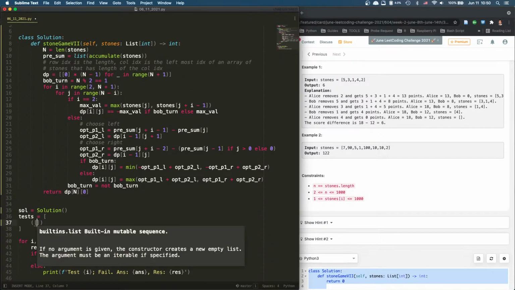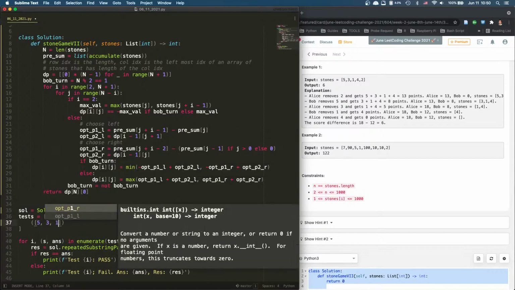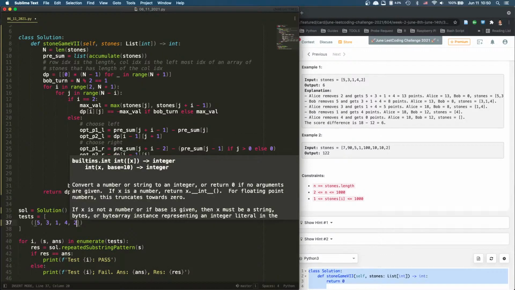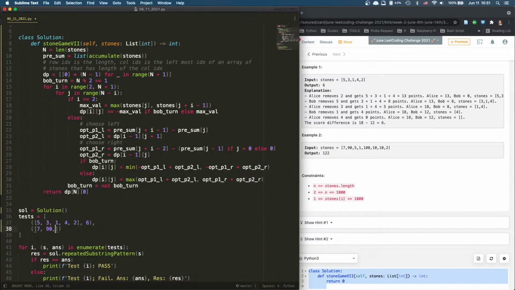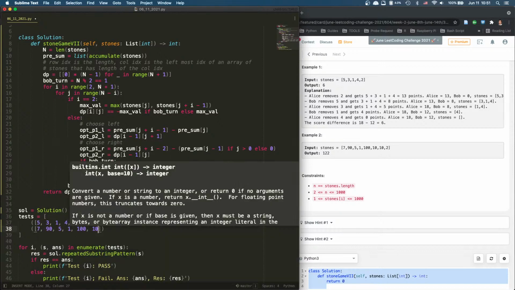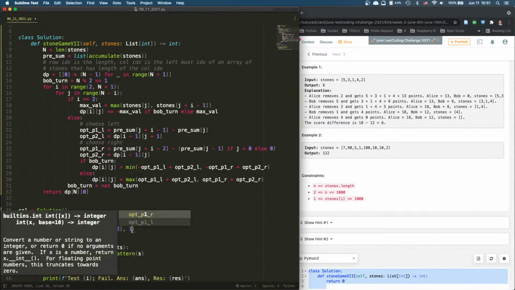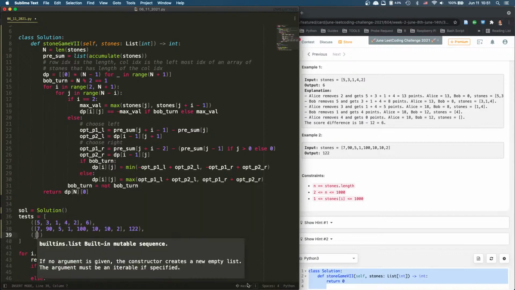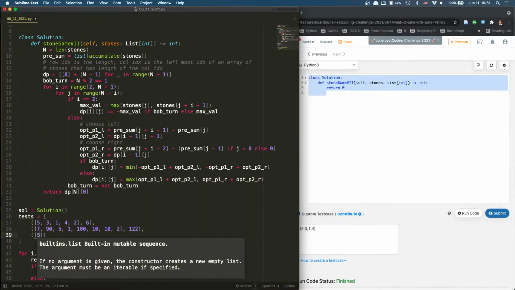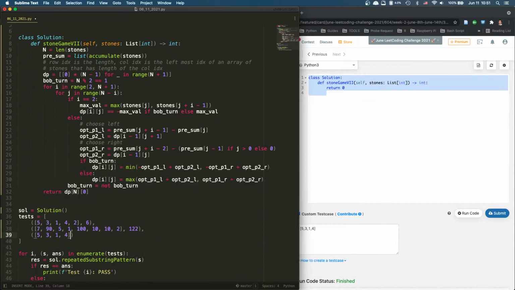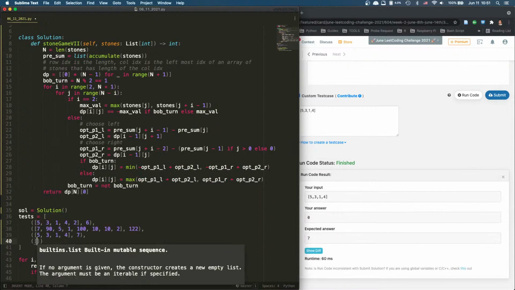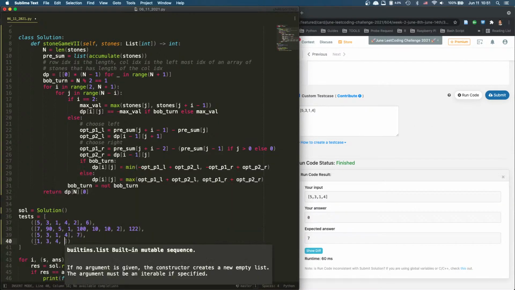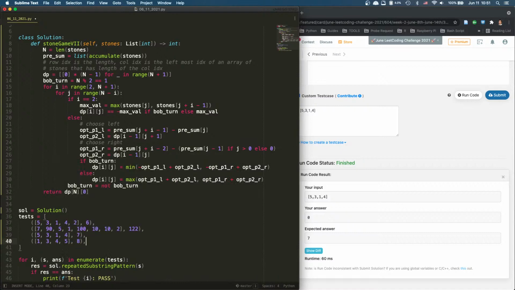Oof. So 5, 3, 1, 4, 2. This one shall give us 6, right? Next one, 7, 90, 5, 1, 100, 10, 10, 2. This one gives us 122. And I have a couple more that I dealt with ourselves. So 5, 3, 1, 4. This one gives us 7, right? And I remember if we do 1, 3, 4, 5, that one gives us 8. Okay, that should be sufficient.